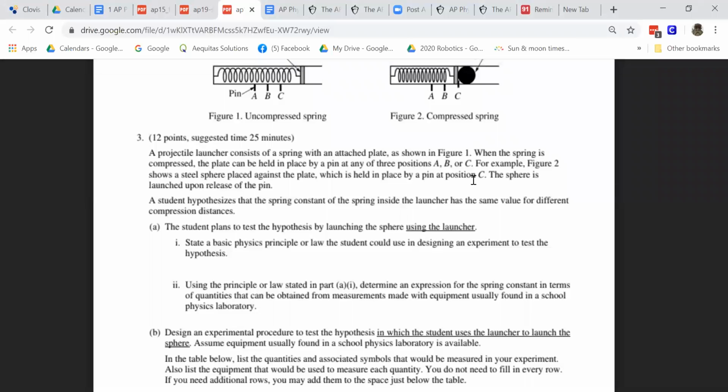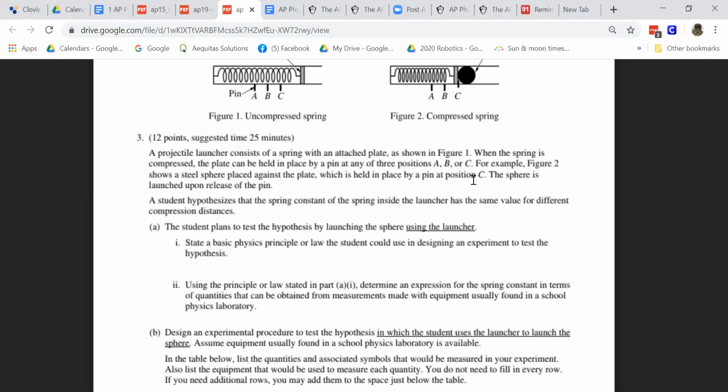A projectile launcher consists of a spring with an attached plate, as shown. When the spring is compressed, the plate can be held in place by a pin at any one of 3 positions, A, B, or C. For example, figure 2 shows the steel sphere placed against the plate at position C. The sphere is launched upon release of the pin. Okay, so there's the uncompressed.